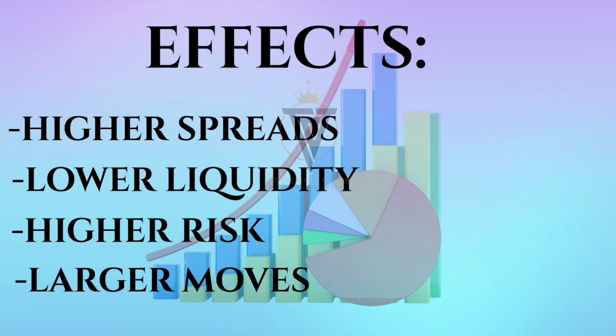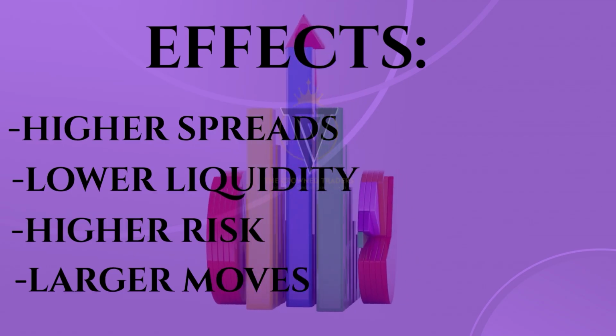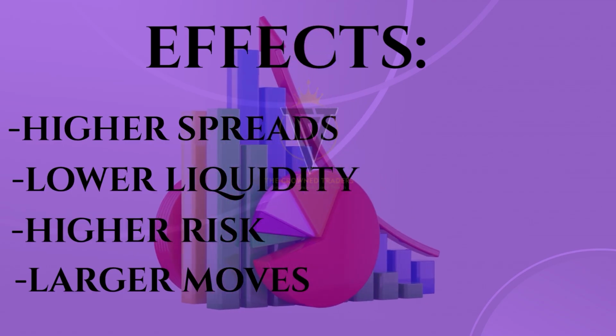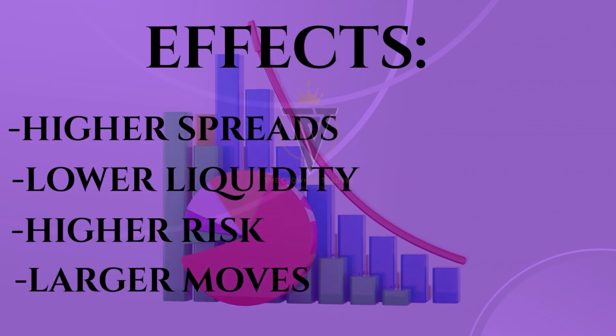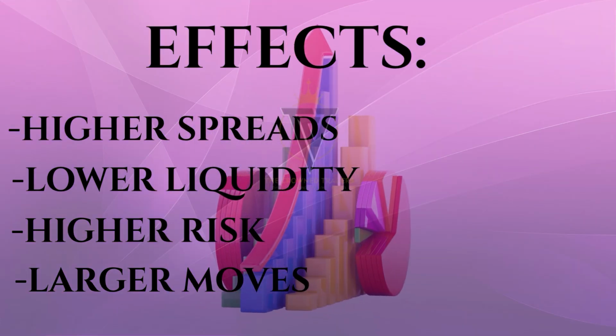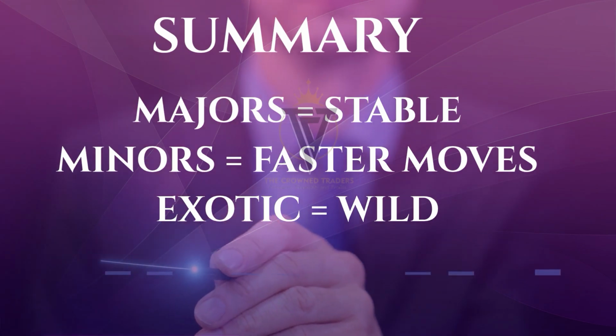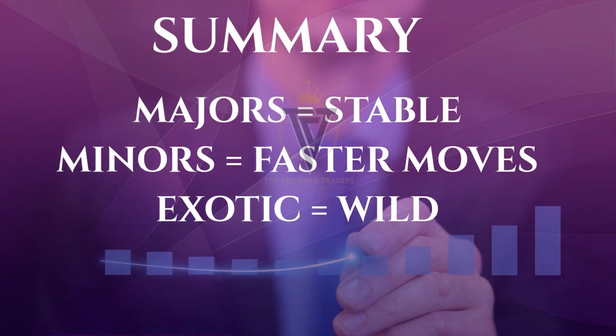Here in the exotic pairs, they have some effects, rather than advantages. They have higher spreads, lower liquidity, higher risks, and larger moves. In summary, major pairs are stable, minor pairs have faster moves, exotic pairs are wild.